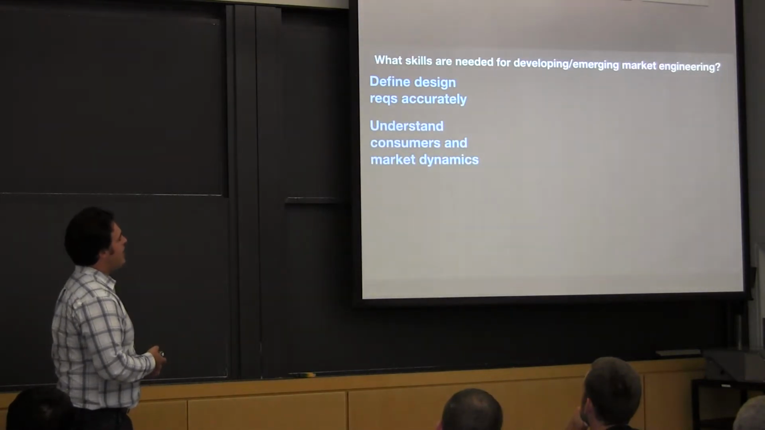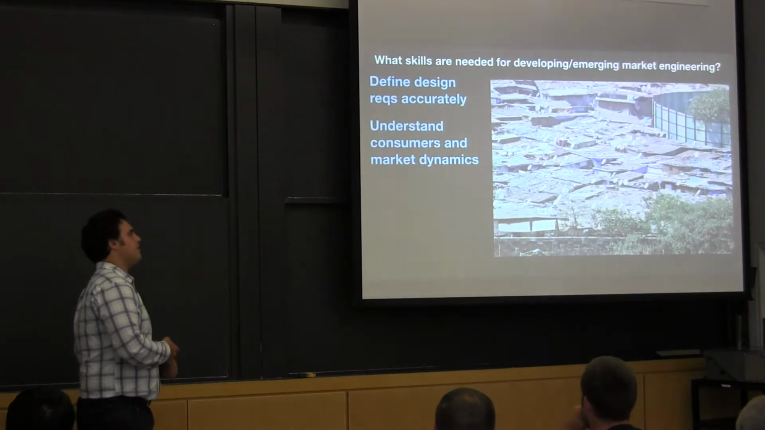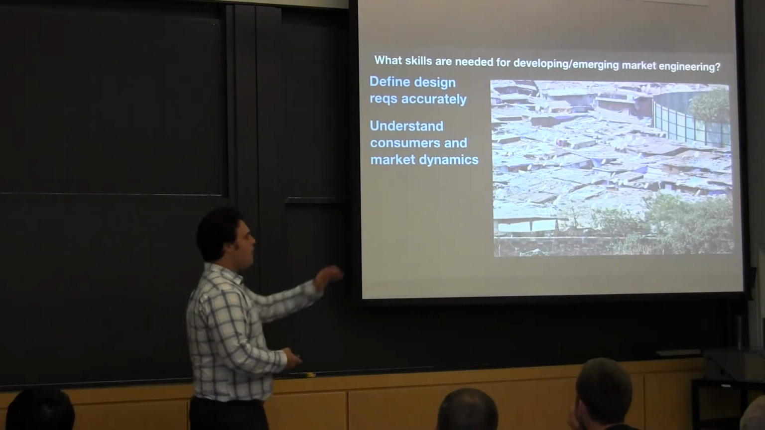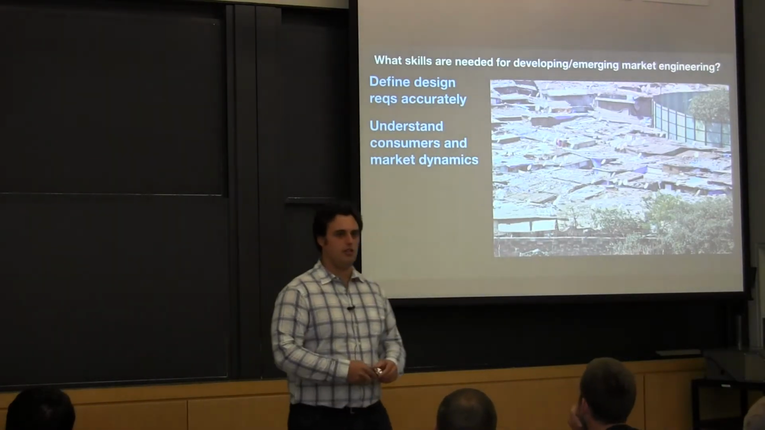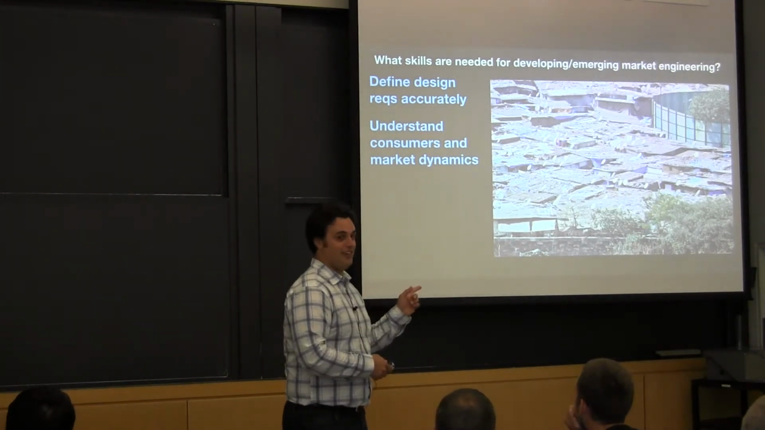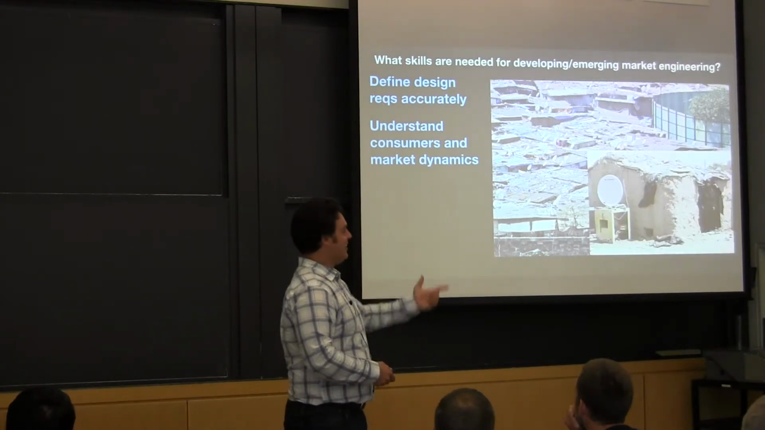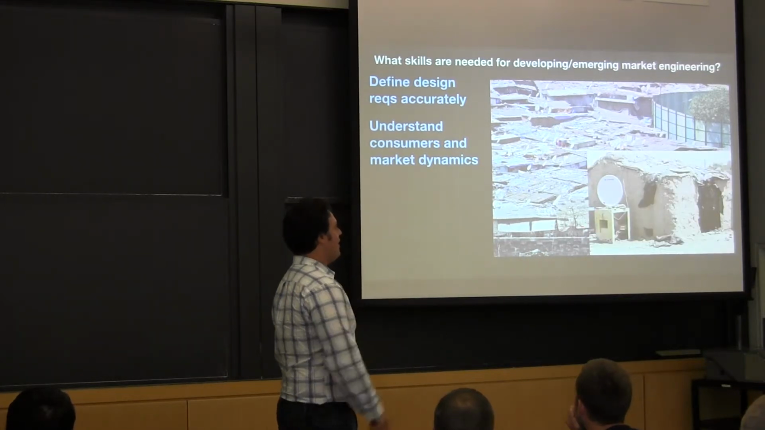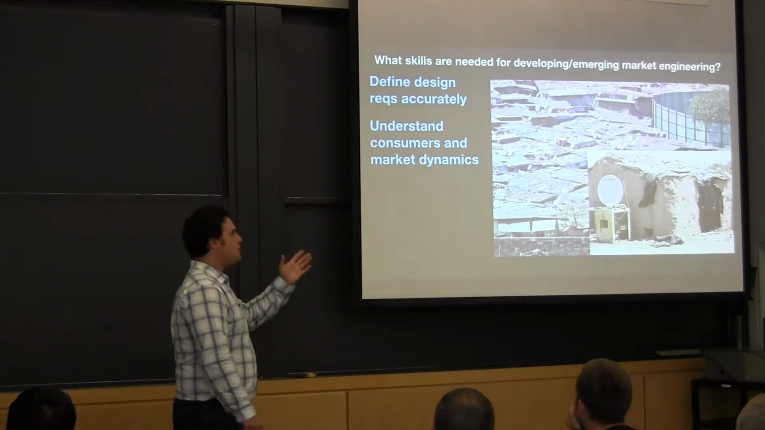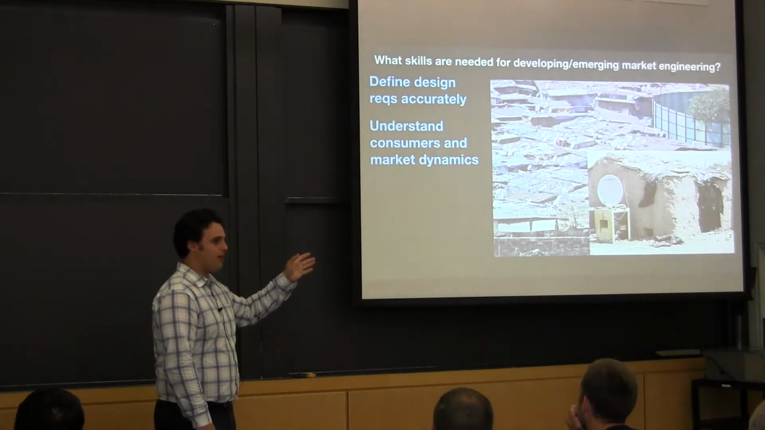The second is that we need to understand the unique consumers and market dynamics of developing and emerging markets. So what's this a picture of? Yeah, it's a slum, right? What do you see on the roof? Yeah, right? Satellite dishes, like next to mud huts or slums, right? So this should give you some insight into how these people are allocating their income and what they're prioritizing.